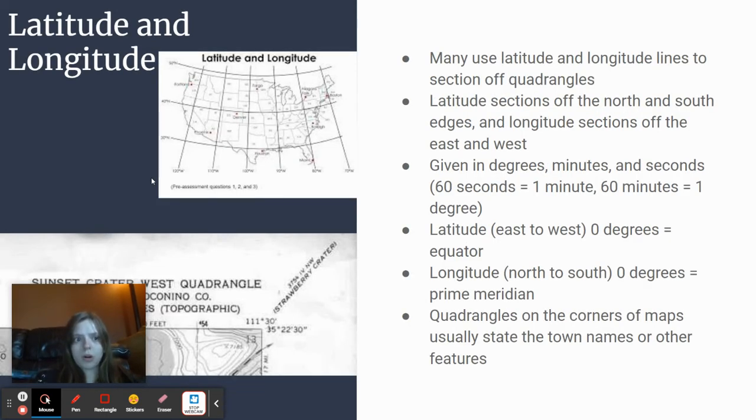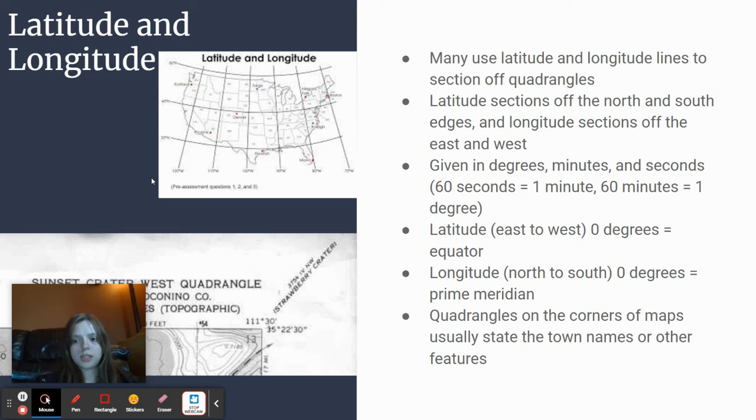These maps will also have latitude and longitude. They section off the quadrangles, and the latitude sections off the north and south edges, and the longitude sections off the east and west. Latitude and longitude are given in degrees, minutes, and seconds. Every 60 seconds equals 1 minute, and every 60 minutes equals 1 degree.